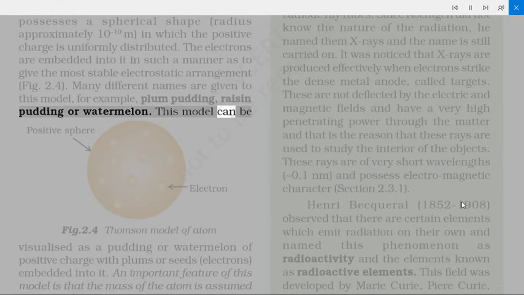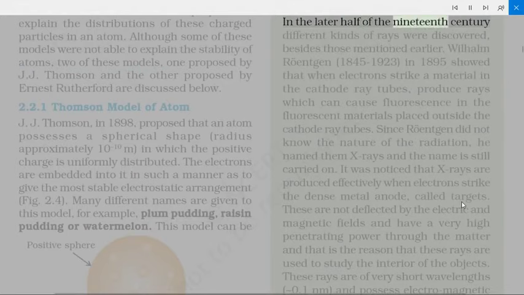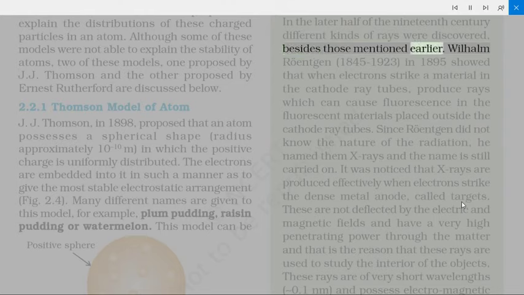This model was proposed in the later half of the 19th century. Different kinds of rays were discovered, besides those mentioned earlier. Wilhelm Röntgen, 1845-1923, in 1895 showed that when electrons strike a material in the cathode ray tubes, they produce rays which can cause fluorescence in the fluorescent materials placed outside the cathode ray tubes.